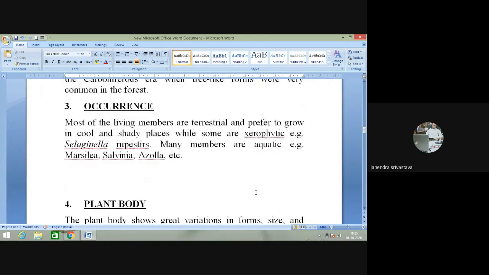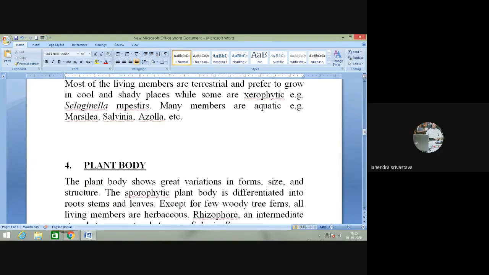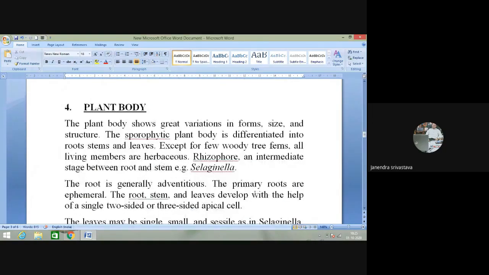Now the occurrence. The pteridophytes mostly occur on land and prefer to grow in cool and shady places. There are some xerophytic forms, for example, Selaginella rupestris. Many members are aquatic, for example, Marsilea, Salvinia, Azolla, etc. The plant body shows great variation in form, size, and structure. The sporophytic plant body is differentiated into root, stem, and leaf.